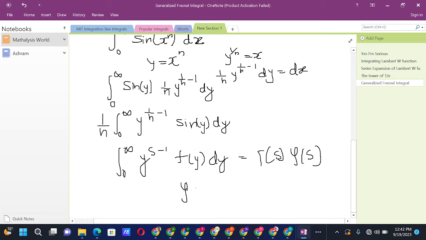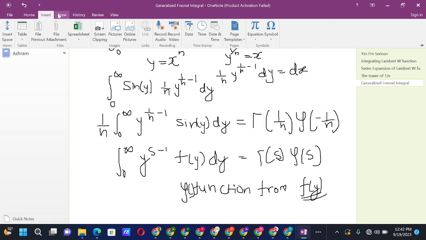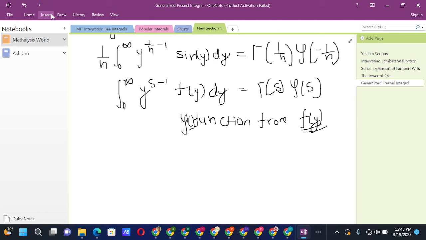We get this phi function from f of y. Now we need to go into the phi function, but for this case, the answer should be gamma of 1 by n and phi of minus 1 by n. So this should be the answer, but for the phi function we need to go into sine y now, to find the phi function.